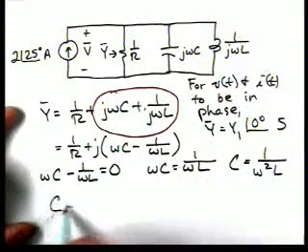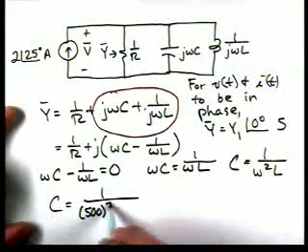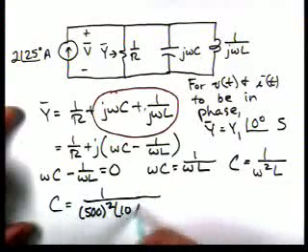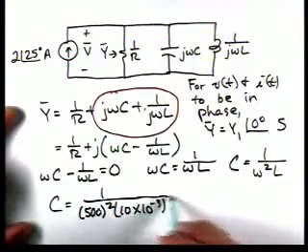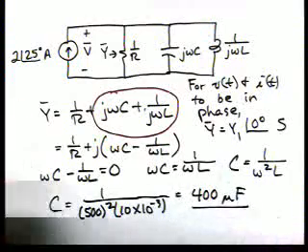So now we can do the calculations. We'll have 1 over 500 squared times the inductance of 10 millihenries, and that gives us a capacitance of 400 microfarads.